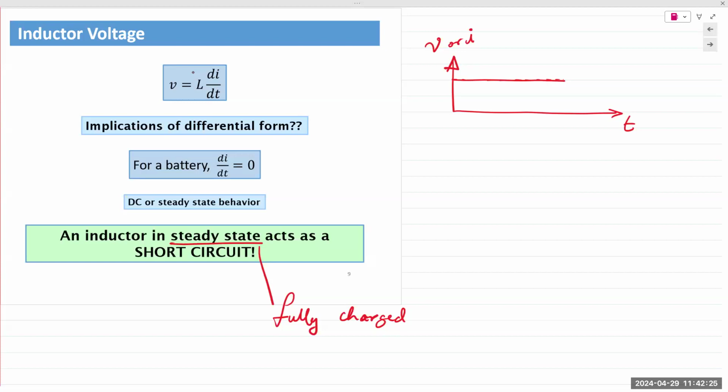So again, I'll break it down. Input current through the inductor, magnetic field arises. That magnetic field gives rise to a voltage. That voltage has opposite polarity to the actual input current. And so it opposes any change in that current.